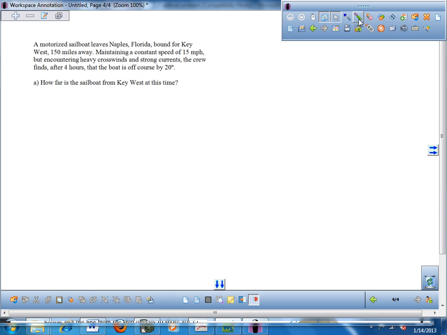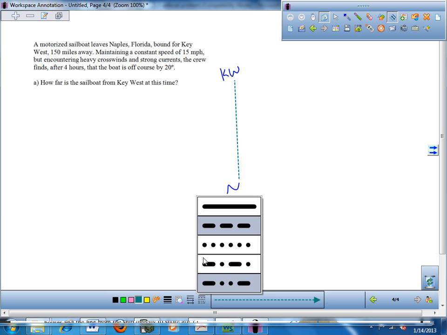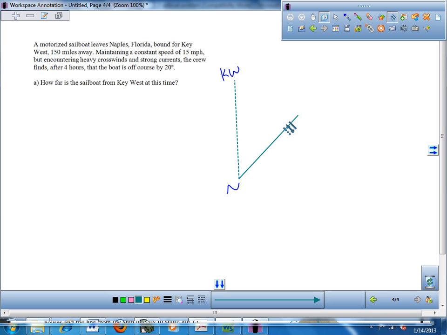Okay, so here is your starting point. If you were going straight up this way, he would go that way, but he's not going straight up that way. He leaves Naples, Florida. So here's Naples, and bound for Key West. He wants to go over here. Let's pretend that this is Key West, even though I guess he should really be going south. Key West. Maintaining a constant speed of 15 miles an hour. The crew finds that the boat is off course by 20 degrees. So what happens is he goes off course by 20 degrees this way. Okay? So this angle right here is 20 degrees.